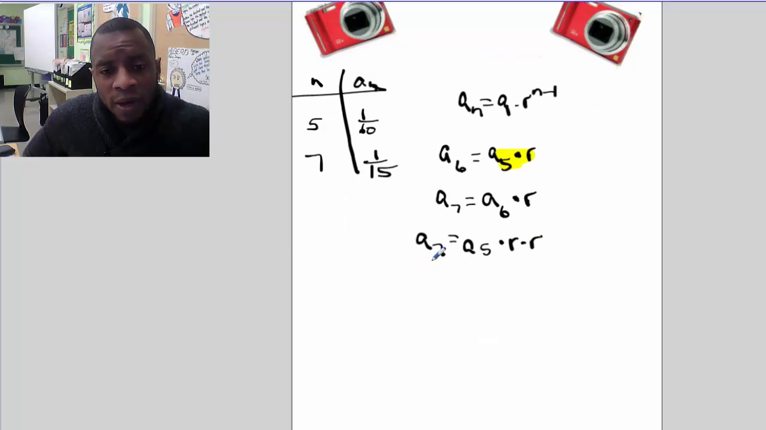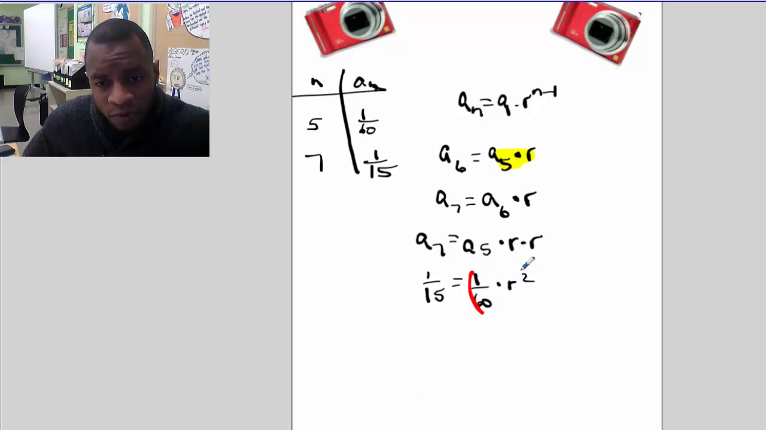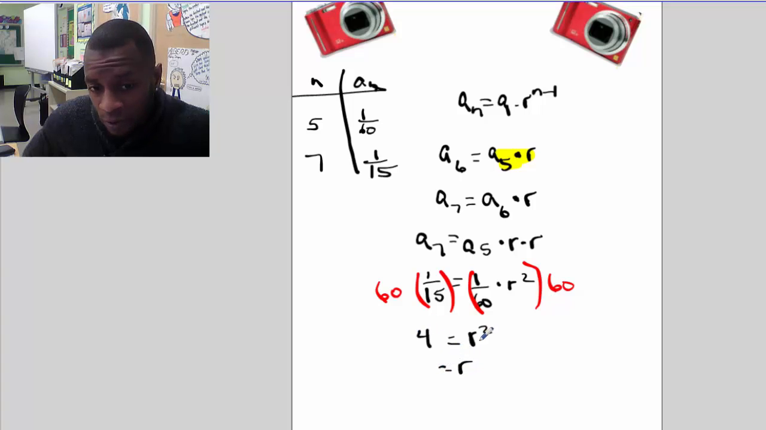All right, a sub 7 is the seventh term, so we know that's 1 over 15. And a sub 5 is 1 over 60 times r squared. And so we want to multiply both sides by the reciprocal of 60, and the same thing on the left-hand side. And so we get that r squared is 4. And so r is the square root of 4, because we must square root both sides, which is 2. So we know that our common ratio is 2.